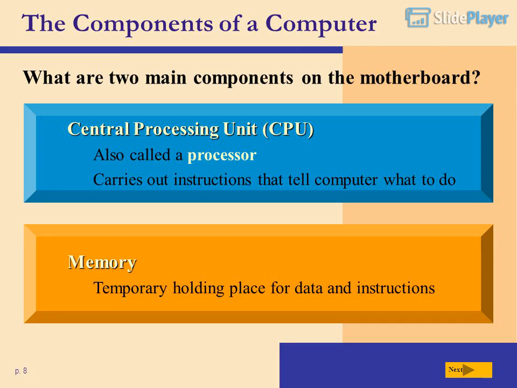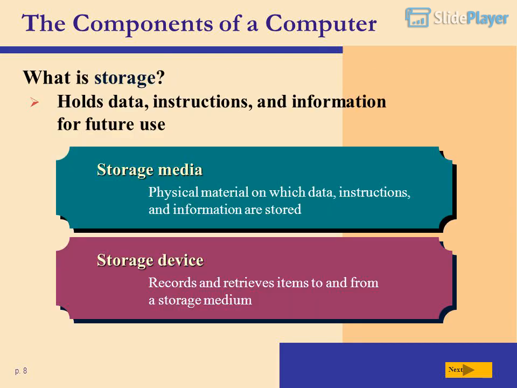Next, the components of a computer. What are two main components on the motherboard? The Central Processing Unit, CPU, also called a processor, carries out instructions that tell the computer what to do. Memory is a temporary holding place for data and instructions.